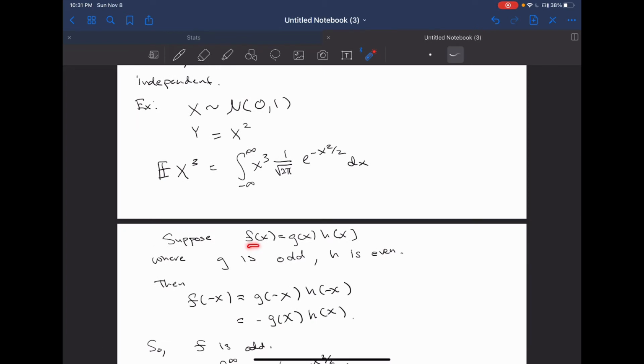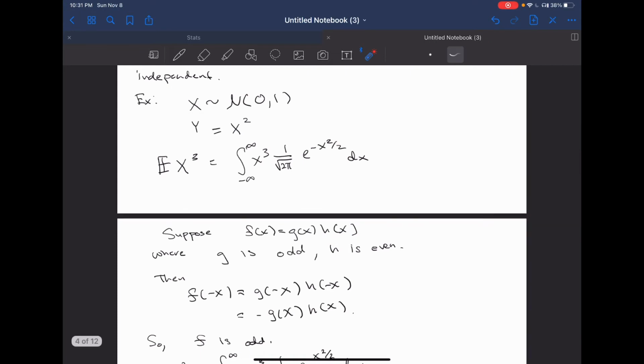Let's suppose that we have this function f of x, which is a product of two functions, g of x and h of x. And let's say g of x is odd and h of x is even. So x cubed here is odd, and the standard normal density is even, so that's our h of x here. f of minus x is equal to g of minus x times h of minus x, just by definition of f of x. But since g of x is odd, g of minus x is equal to minus g of x. And since h of x is even, h of minus x is equal to h of x. So this implies that f of minus x is equal to minus g of x times h of x, which is equal to minus f of x. So f is itself odd.